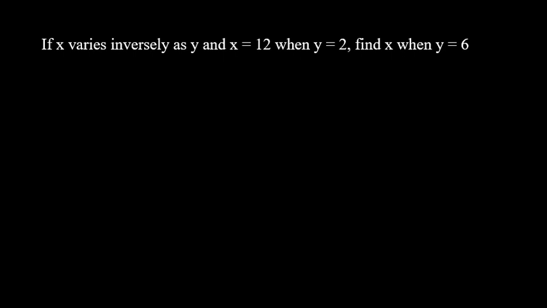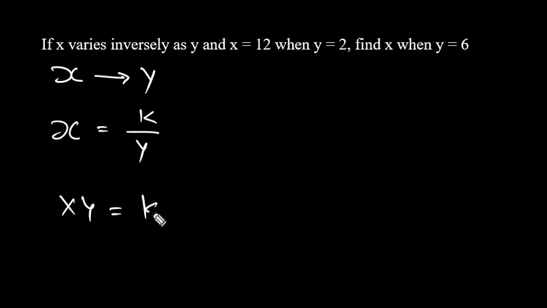So first question, we have x varies inversely as y. So how do you write it? x is equal k over y, right? This is how you will write it. Now if you cross multiply this, then you can write xy is equal k. That's not a problem. And again, using the method that we just learned, you can say x1 y1 is equal x2 y2.